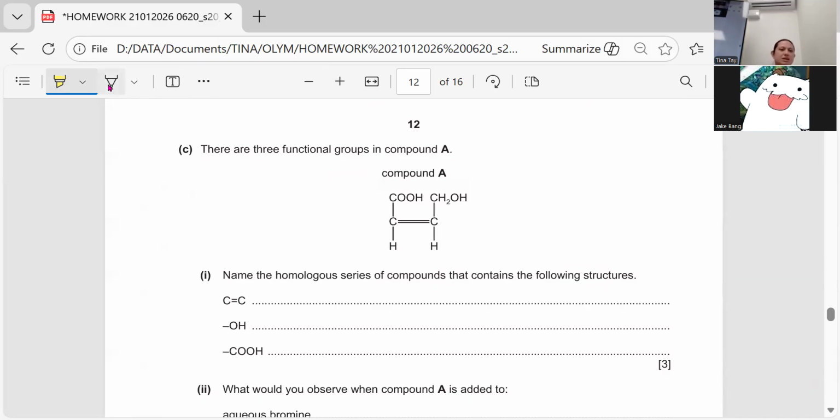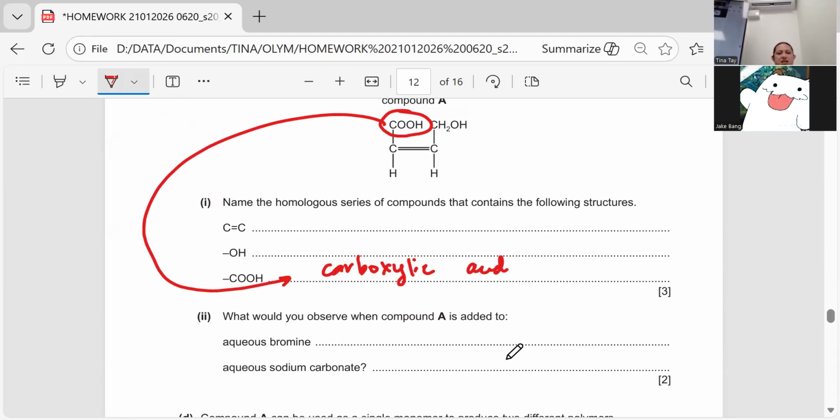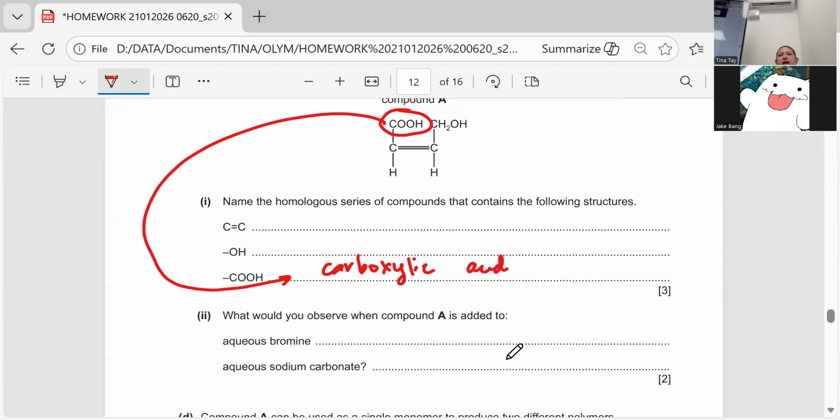Okay. Here is carboxylic acid. Therefore, carboxylic acid is still an acid. Acid and metal gives salt and hydrogen. Acid and carbonate gives salt, carbon dioxide and water. That's why you get bubbling. Get it?